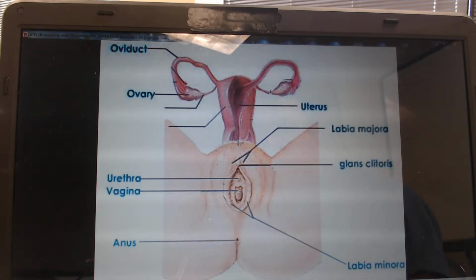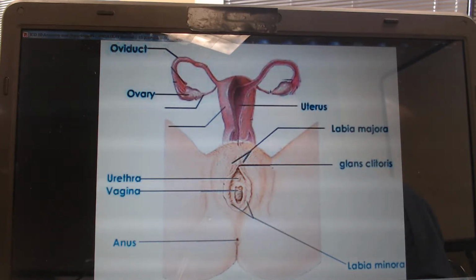Then we have the vaginal opening, and the vagina is going to be a hollow muscular tube. And then we have the urethra, and the urethra is going to lead out of the body, and the opening to the urethra would be called the urethral meatus. That is going to carry urine from the bladder out of the body.